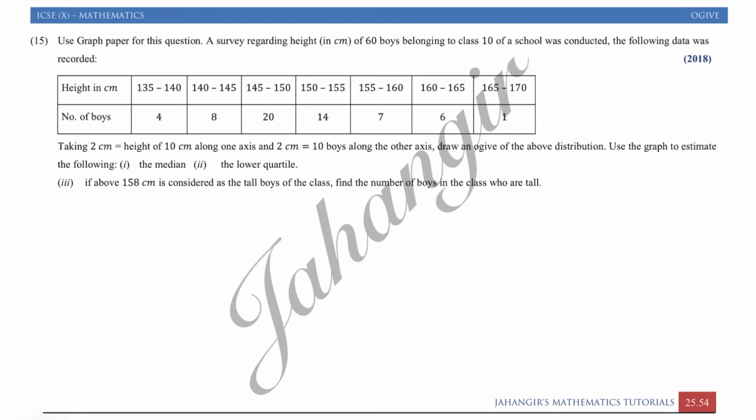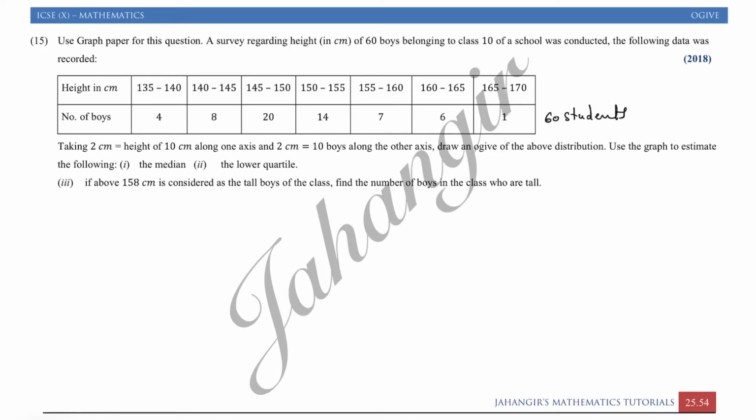Question number 15. Use graph paper for this question. A survey regarding heights in centimeter of 60 boys belonging to class 10 of a student was conducted. The following data was recorded. Height starting with 135 and ending with 170, and there are 60 students.